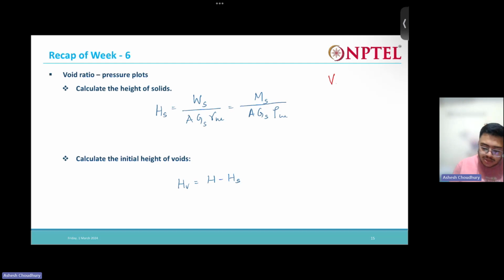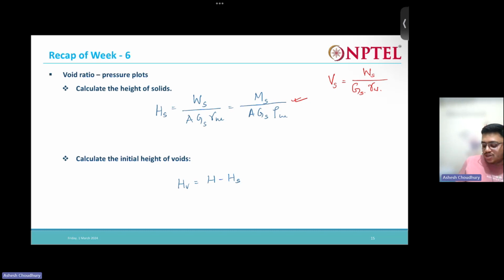So what is the volume of soil solids? Volume of soil solids I can write as weight of solids by specific gravity of solids into gamma w. This I can write, isn't it? Now this divided by the area of cross section of the soil specimen will give me nothing but the height of soil solids, Hs. So from this we can get the height of soil solids.